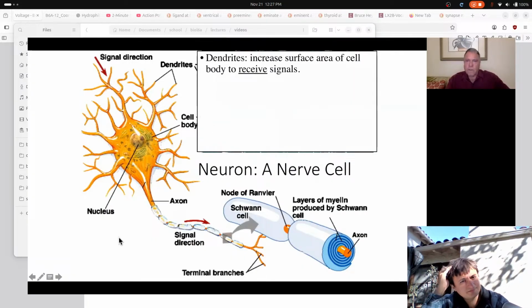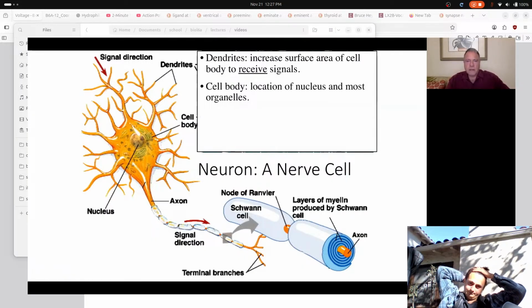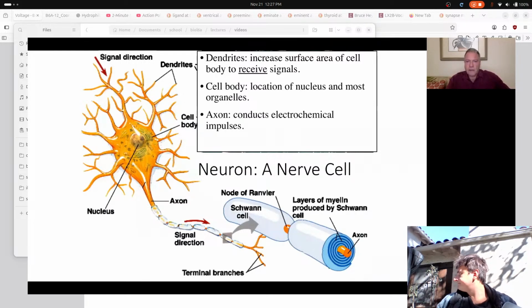So in dendrites receiving signals, the cell body, where the genetic machinery for the cell and synthesizing all those neurotransmitters, all that cytoskeletal structure, all those gate proteins, that's all regulated there. And the axon, the part that actually conducts the electrochemical impulse. And again, remember, neurons are not wires conducting electricity.